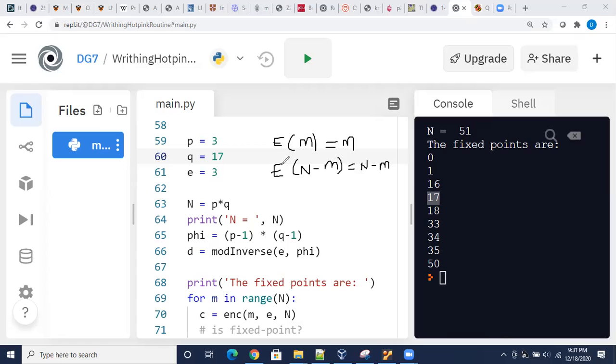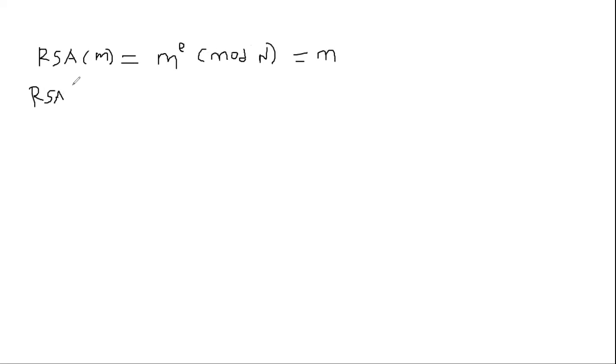In RSA, if E is an RSA encryption function, this is easy to prove. We can prove it very quickly. We are given an RSA function, and we are given m as a fixed point. That means RSA of m, which is defined as m power e mod n, and we said m is a fixed point. What will be the value of m power e mod n? Since it's a fixed point, it should also be m. Now I'll show you that RSA of n minus m will also be a fixed point.